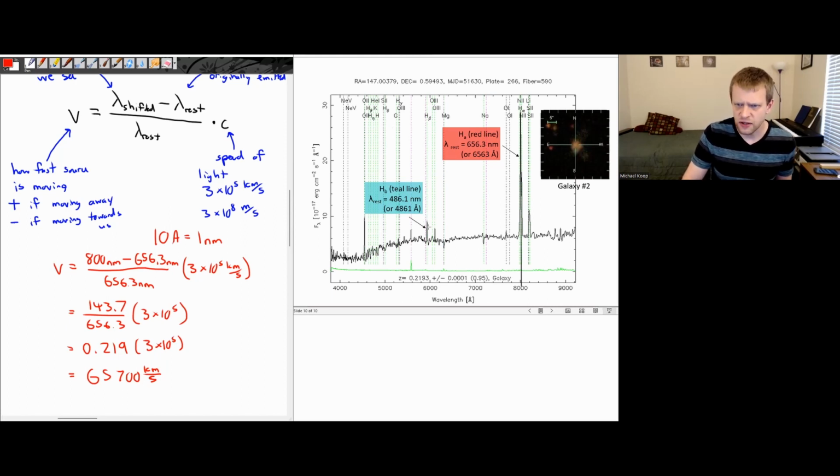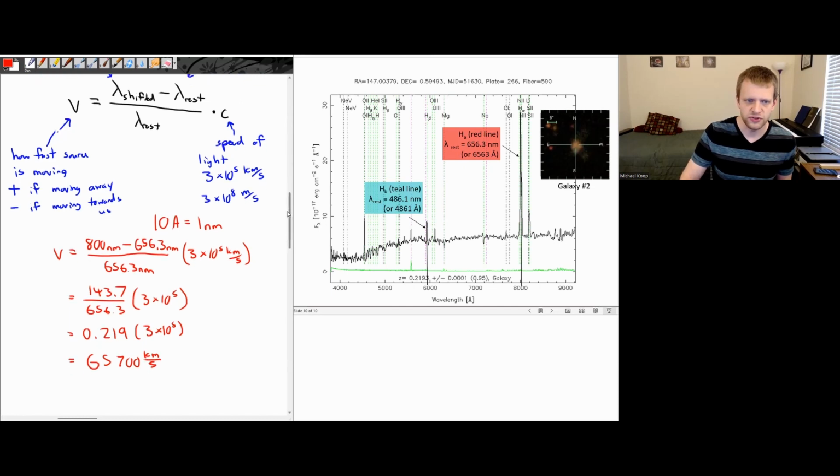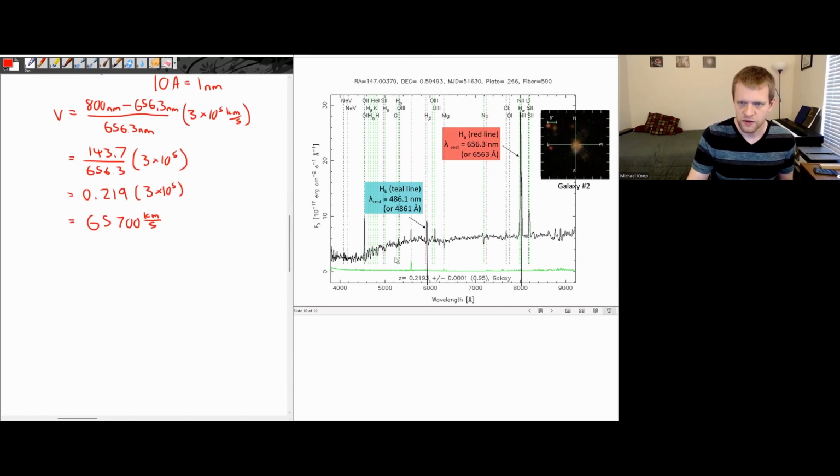Well, in this case, that teal hydrogen line seems to be showing up at a little under 6,000. Let's call it 5,900 angstroms. I'm going to make a new section down here. So if this is the shifted wavelength at around 5,900 angstroms, it's 10 angstroms per nanometer, so that would correspond with 590 nanometers for that shifted wavelength. The original one, if we're looking at the teal line, was 486.1. That's what we see in the original spectrum if it's not moving, the rest wavelength on the bottom. And we've got the speed of light, 3 times 10 to the 5 kilometers per second.